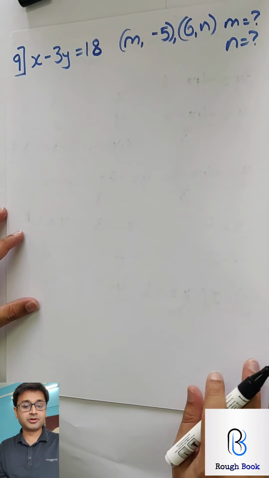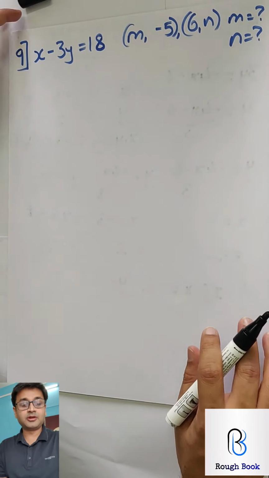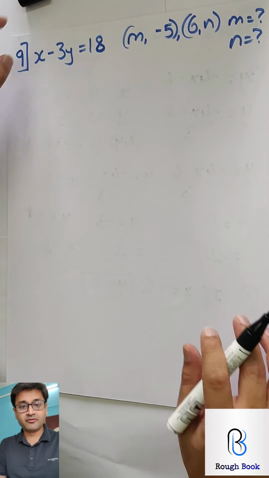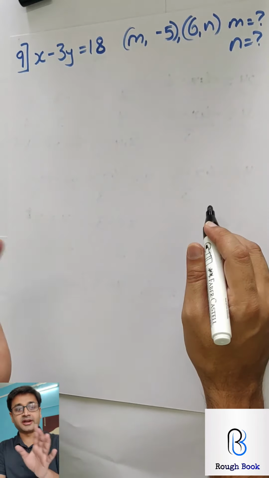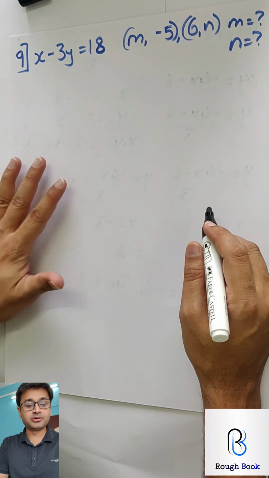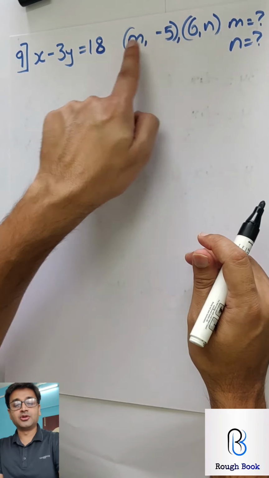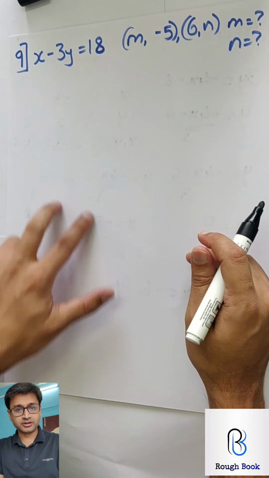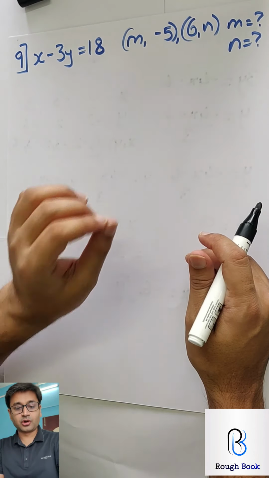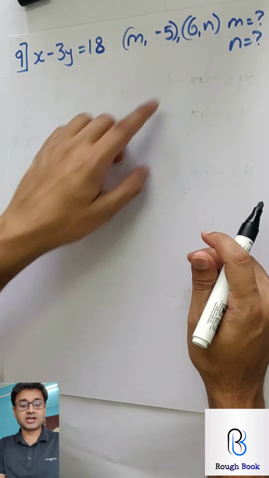I want you to try sum number 9. This sum number 7 I have skipped right now. Very important question. We'll come to that right at the end. Right now I want you to try 9. You have to find the values of m and n. First draw this on the graph sheet. Once you have drawn it, then we'll see how to tackle these parts.